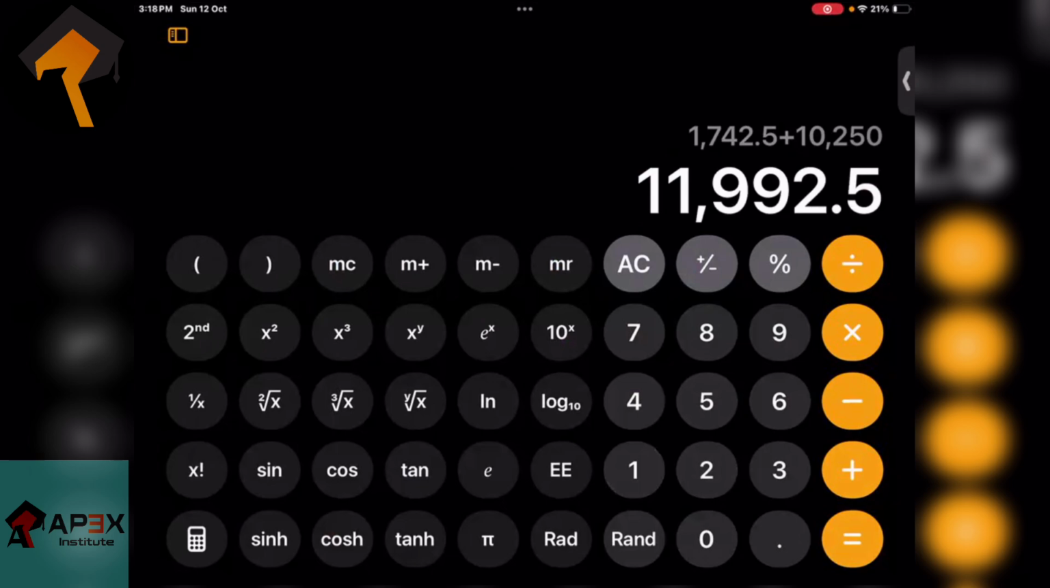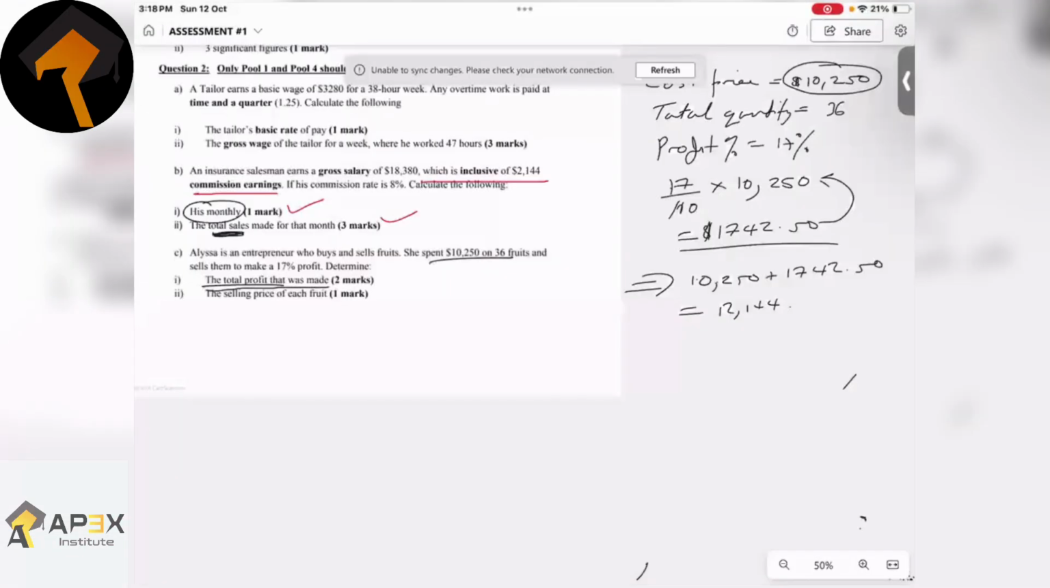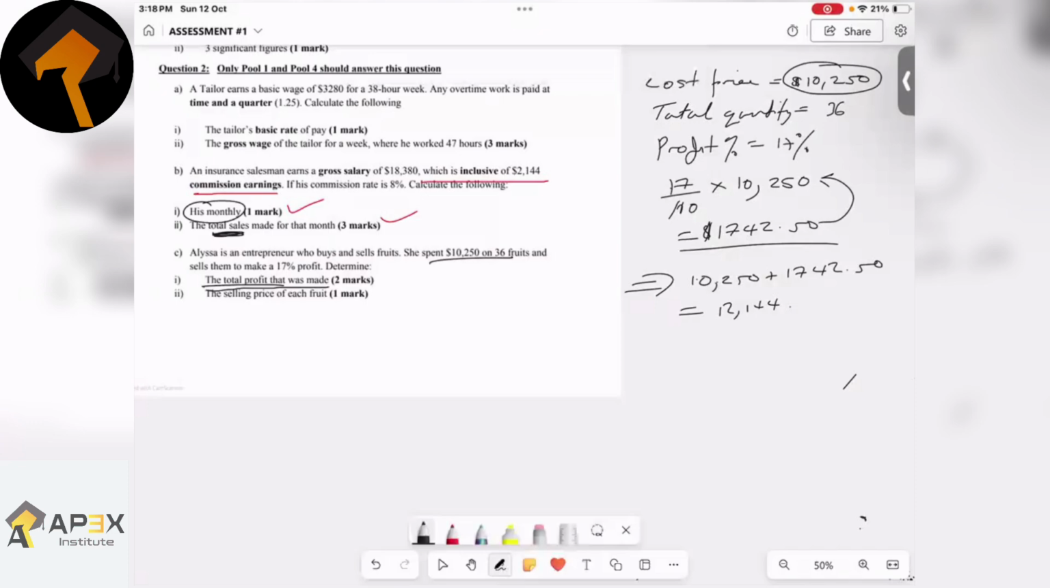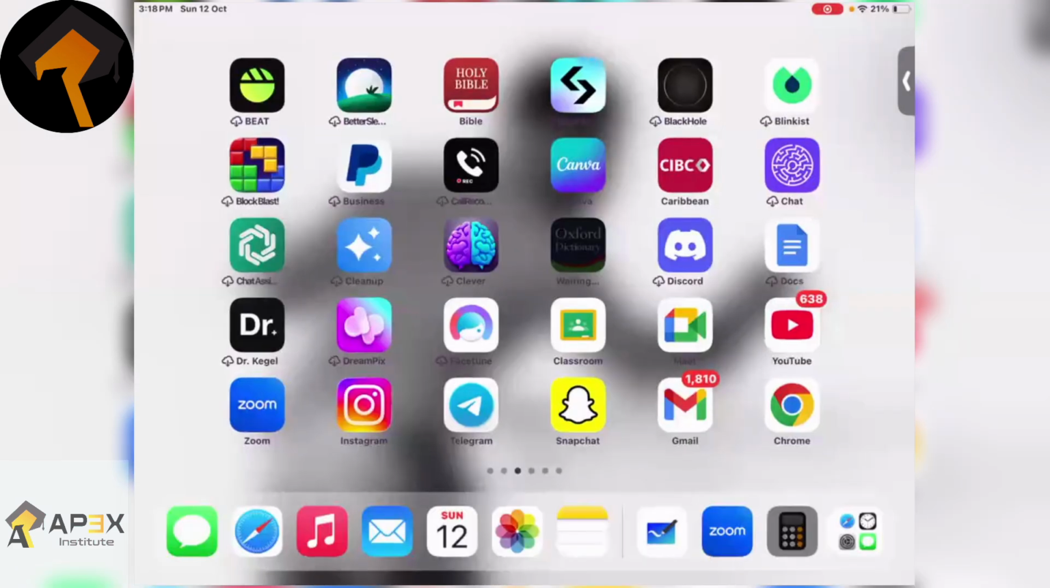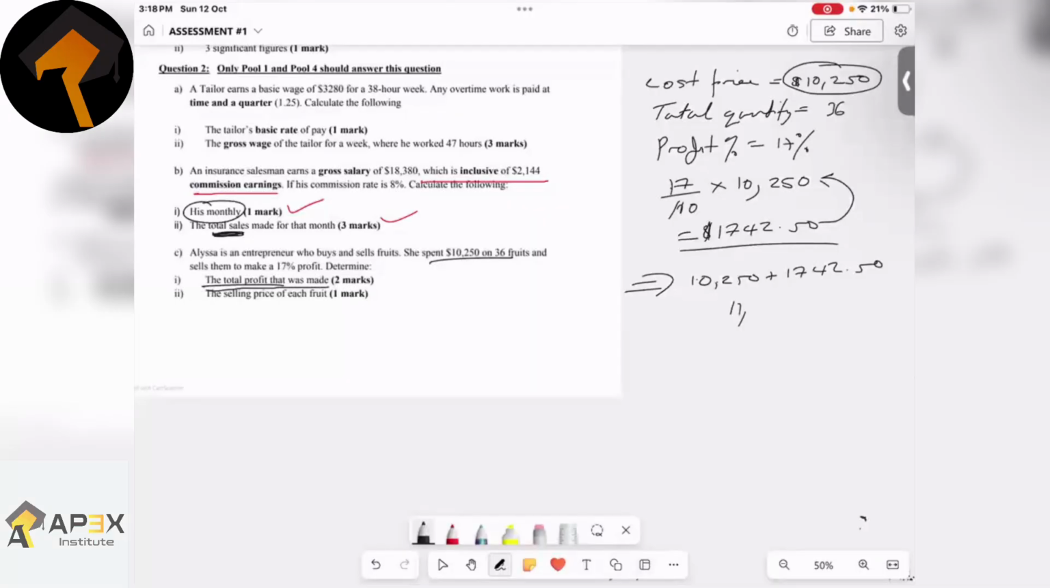I wrote 10,380, but on the actual question, it is saying 10,250. Let's double check on that right here. Okay, so I made a mistake on my answer sheet. Nevertheless, no problem. So it's 10,250 plus 1,742.50. Let's double check that again. It's 11,992.50. My apologies, guys. Okay, taken from my answer sheet.